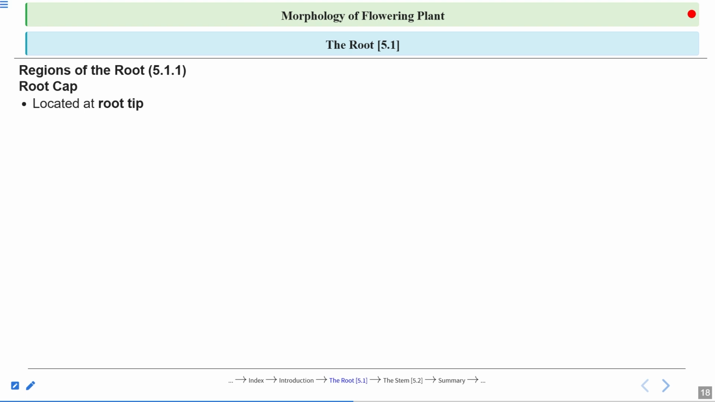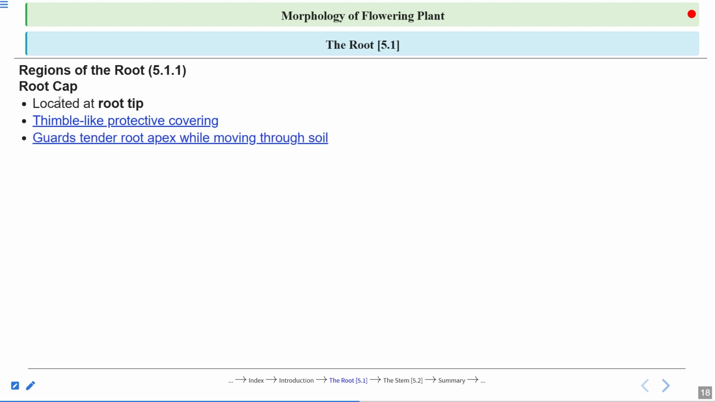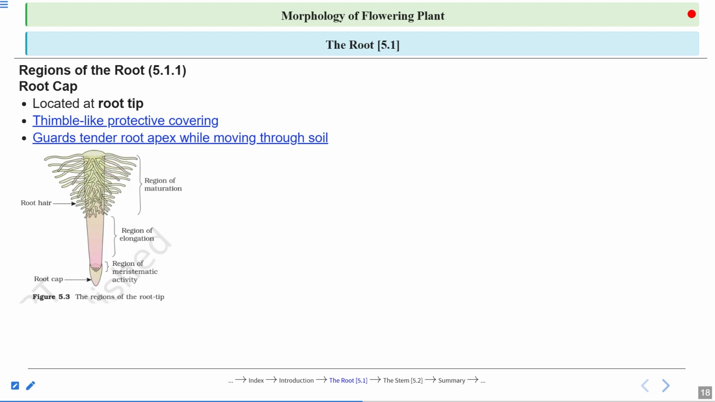Regions of the root. Located at the tap root, there is a thimble-like protective covering. This is the root tip. At the root tip there is a presence of root cap, and that guards the tender root apex because the root is continuously moving downward. So this root cap is protecting the root tip so that with a lot of friction, the roots do not get damaged. So here you can see the root cap is there.